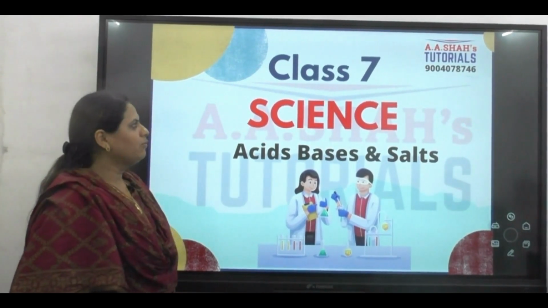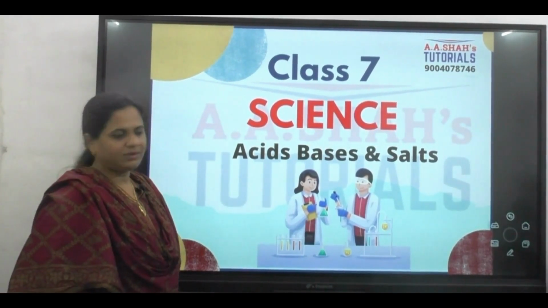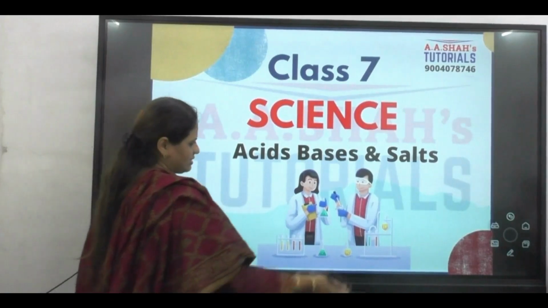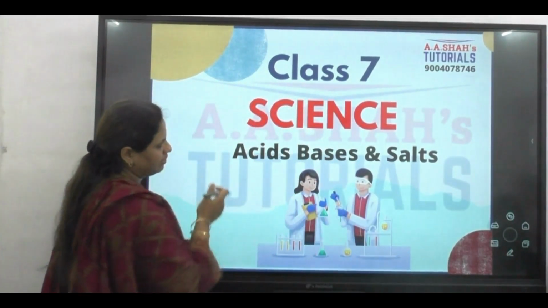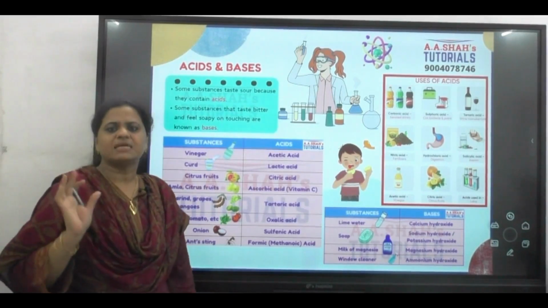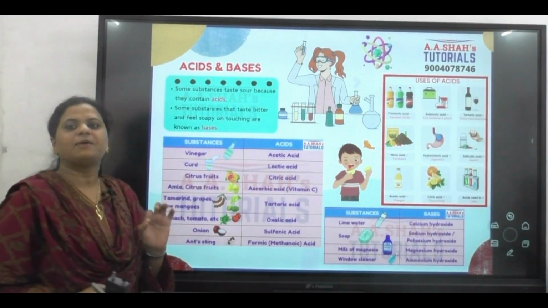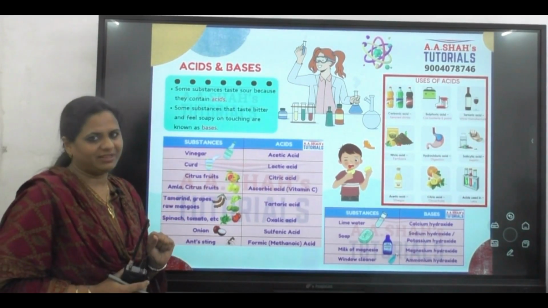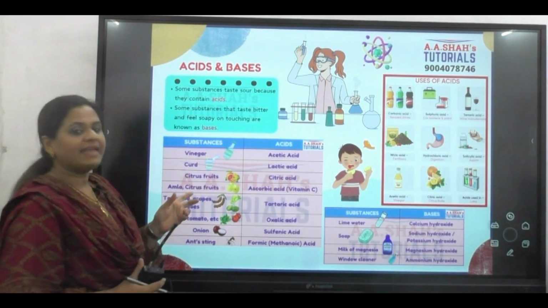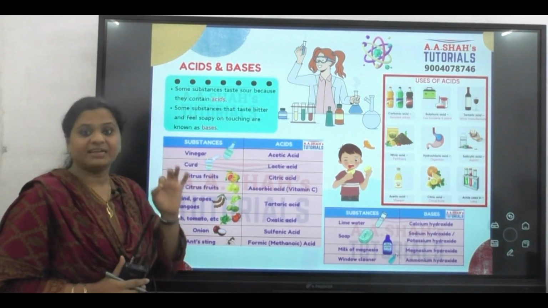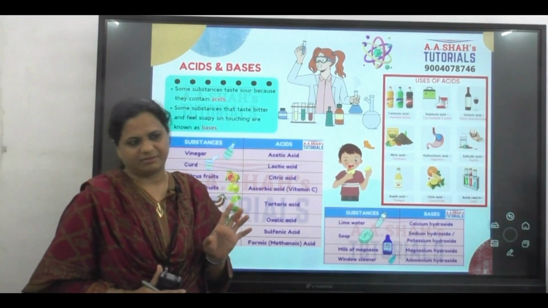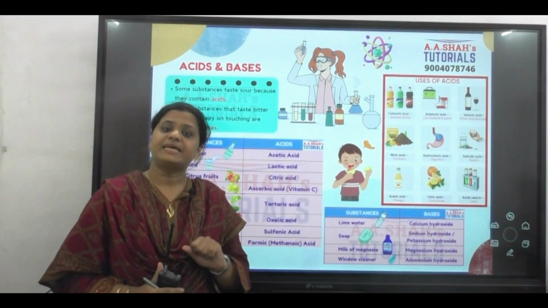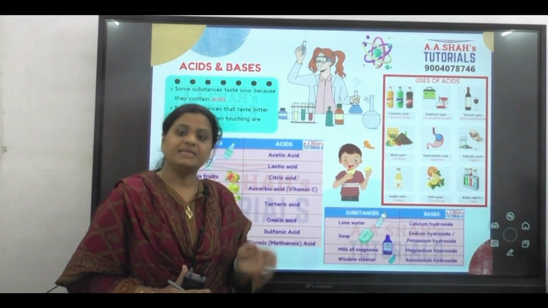Today we are going to look at class 7 science chapter acids, bases and salts. So what do you understand by acids, bases and salts? Any substance which you have will have some taste, but you can't taste everything. When you taste something and it tastes sour, khatta, when the taste is sour, that substance is an acid. A substance which tastes bitter is a base.